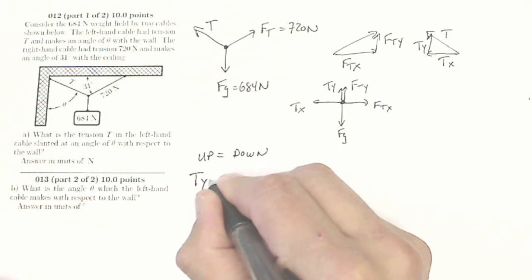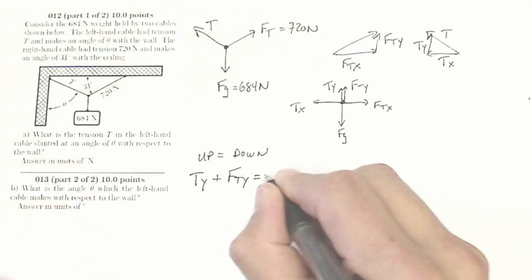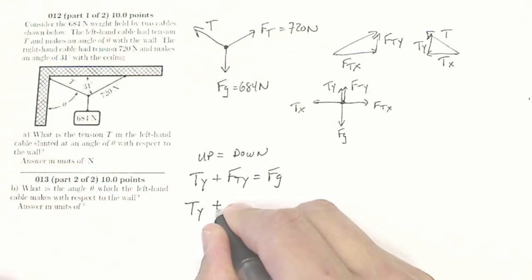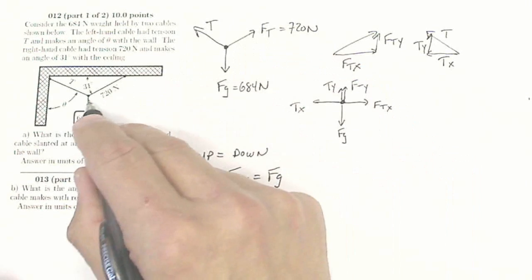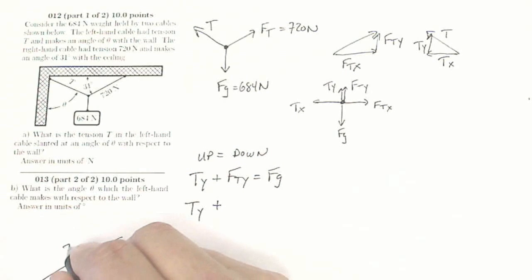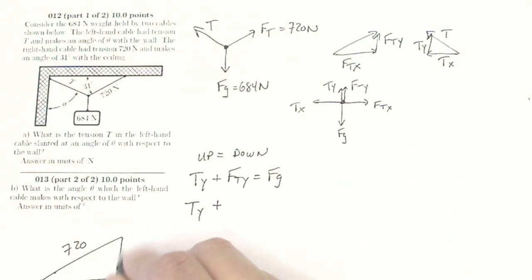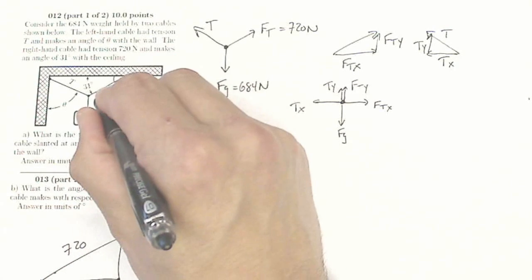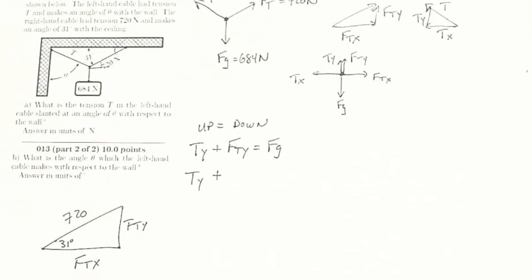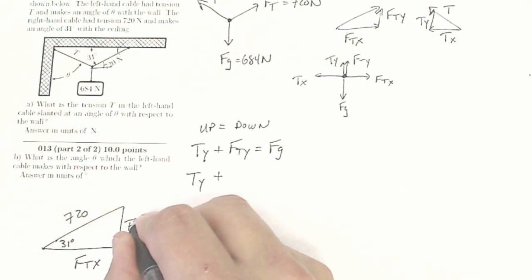I know that my Ty plus my Fty must equal my Fg. My Ty I don't know, but my Fty should be easy to figure out because it's 720 newtons and 31 degrees. So if I drew that as a triangle here, this would be 720. This angle here is the same as this angle here, opposite interior. So this is going to be 31 degrees, and this is going to be my Fty, and this is going to be my Ftx. Ooh, I'm off the page. So 31 degrees, Fty, and Ftx.